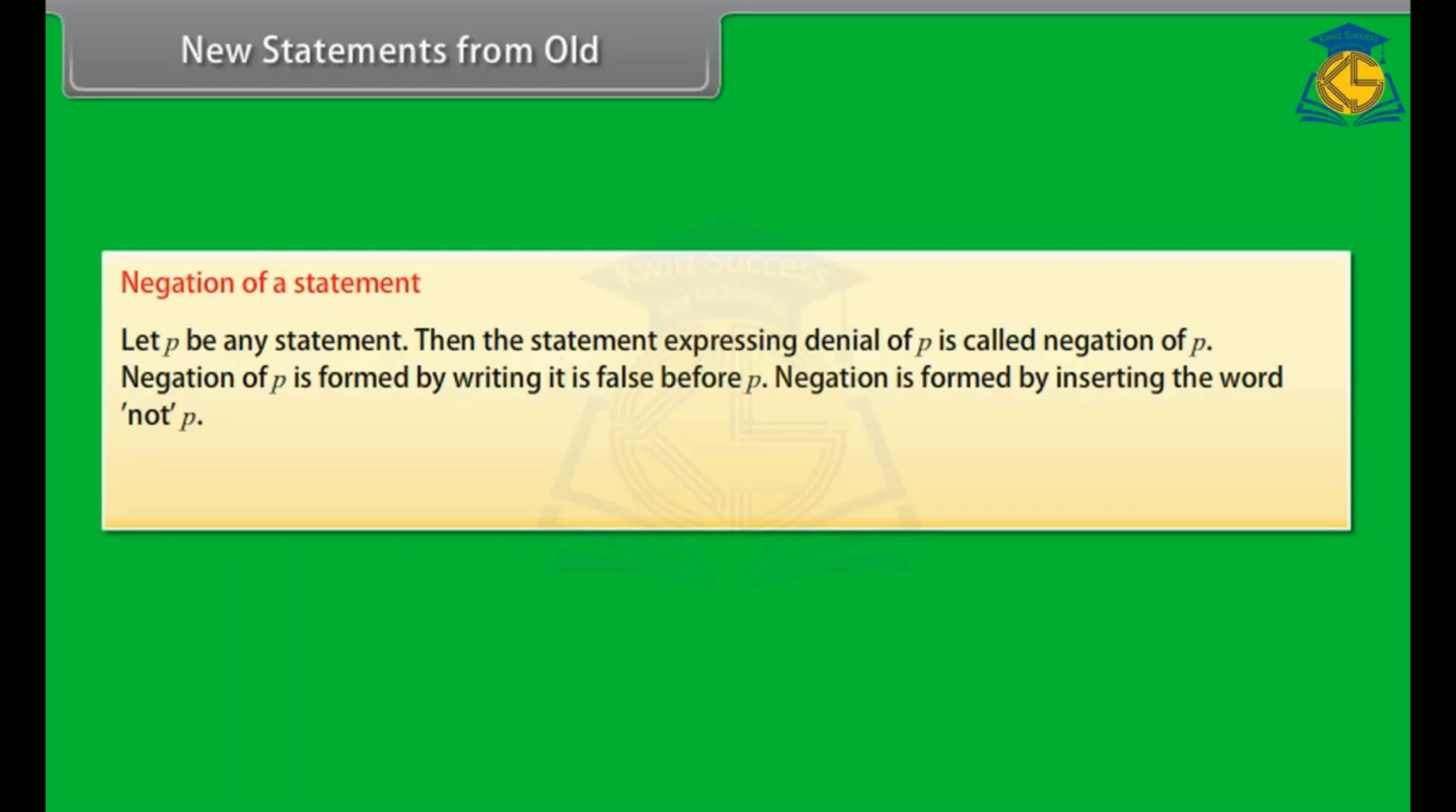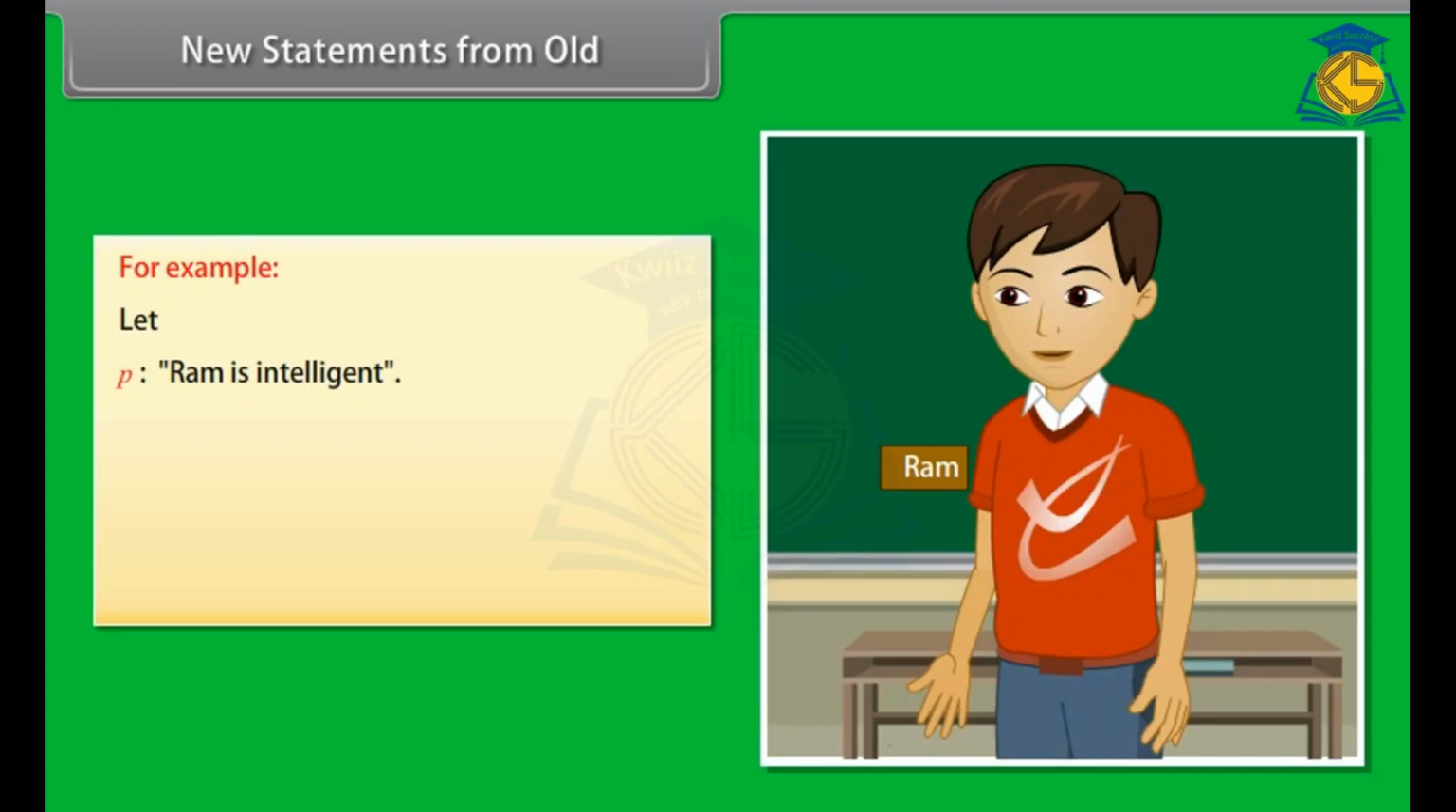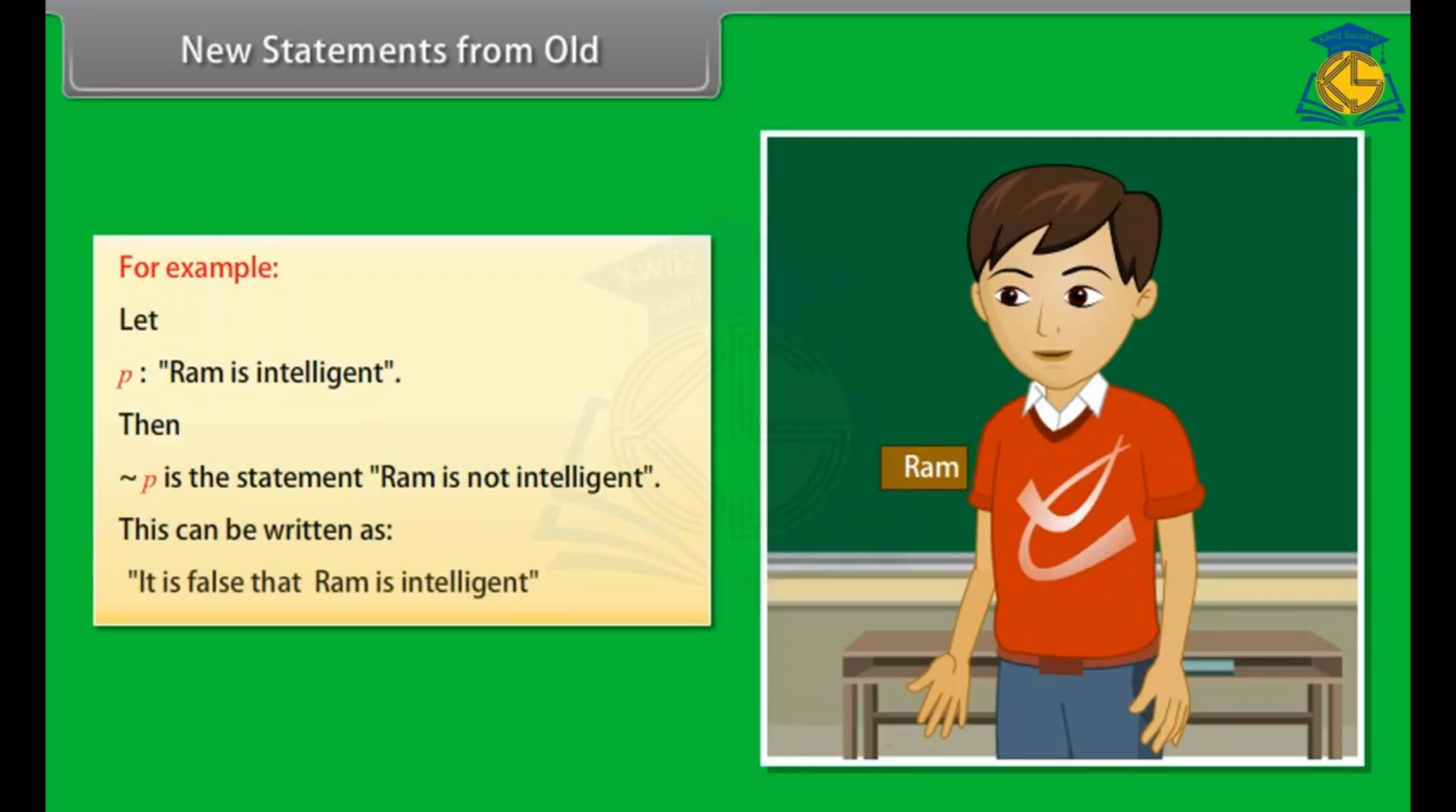Negation of P is formed by writing "it is false" before P. Negation is formed by inserting the word "not" in P. Negation of statement P is denoted as "not P." For example, let P be the statement Ram is intelligent. Then not P is the statement Ram is not intelligent, or it is false that Ram is intelligent.